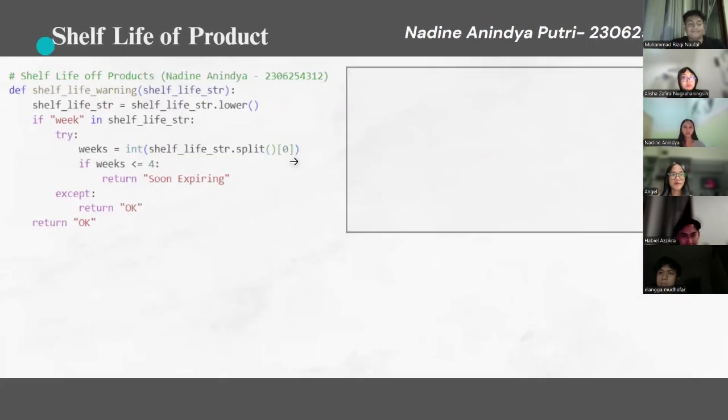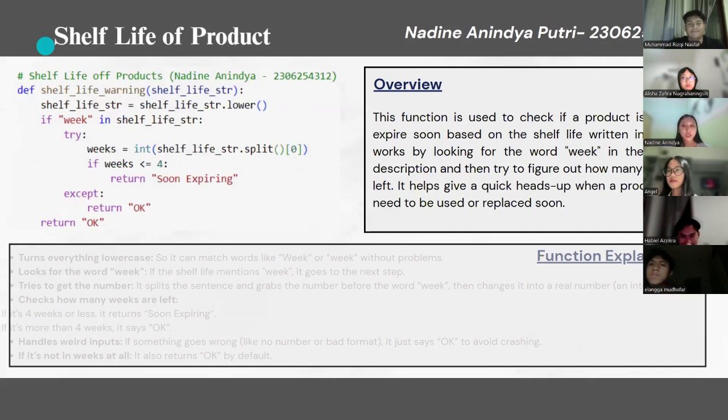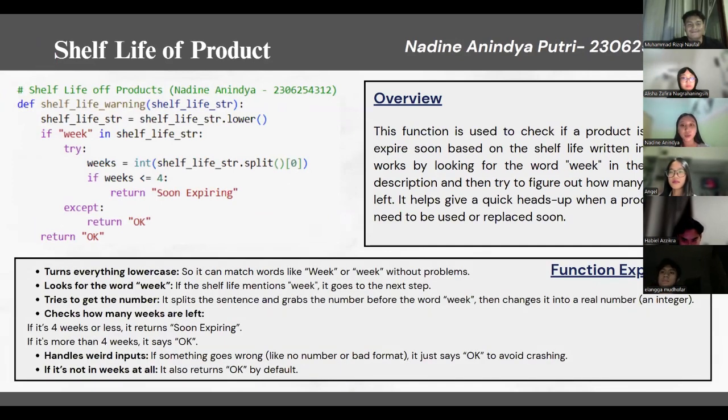Okay, moving to the shelf life of product. This function is used to check if a product is about to expire soon based on the shelf life written in weeks. For the function explanation, it turns everything lowercase and looks for the word week. Next, it tries to get the number and check how many weeks are left. If it's 4 weeks or less, it returns soon expiring. But if it's more than 4 weeks, it's okay. And we should handle word inputs. If it's not in weeks at all, it also returns okay by default. Next.